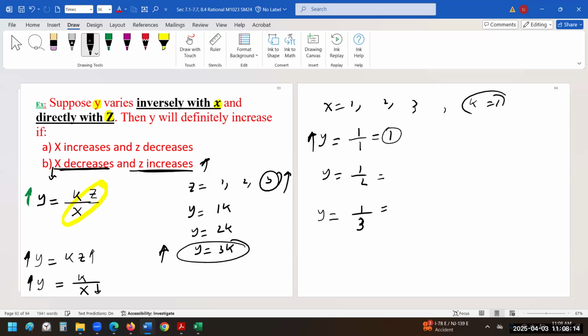So if you want your y to increase, your x must be small. So you're decreasing your x. 1 is bigger than 1/2. 1/2 is bigger than 1/3. So see, the bigger the x is becoming, the smaller the quantity is getting. That's why you want x to be small, but the z to be big. So two ways of doing it: use logic, or plug in some numbers for your scenario and see what happens. Clear? Any questions?